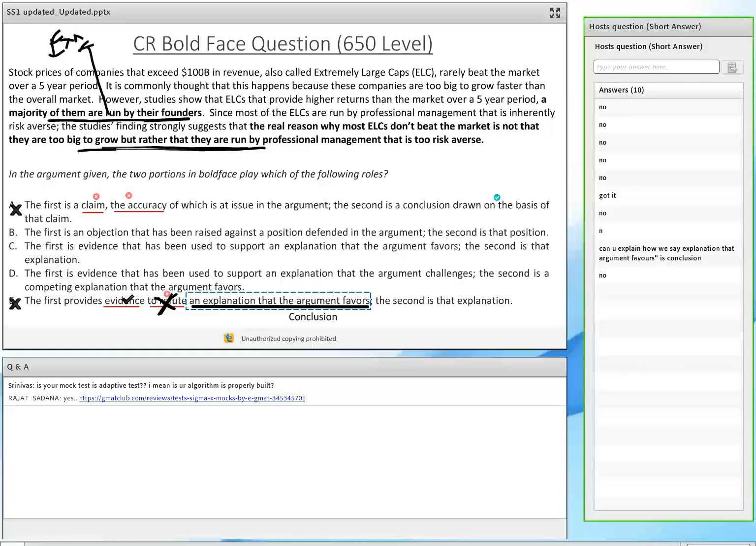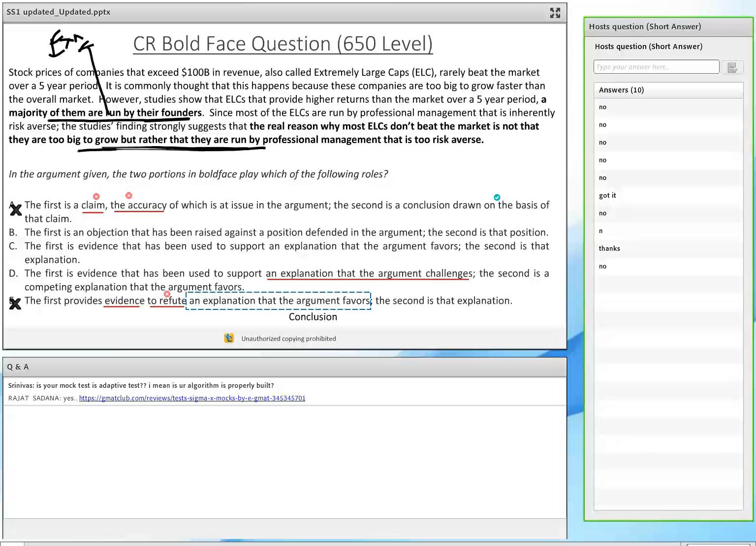Okay, good, perfect. All right. Can I explain how we say an explanation that the argument favors is the conclusion? That's a great question. An explanation is when you're explaining something, you're actually providing an opinion. And an explanation that the argument favors is an explanation that the author favors, because the argument's always written by the author. So it becomes a claim or an opinion that the author favors. And in this argument, there's only one claim that the author favors, which is your main conclusion. So that's how it becomes your main conclusion.